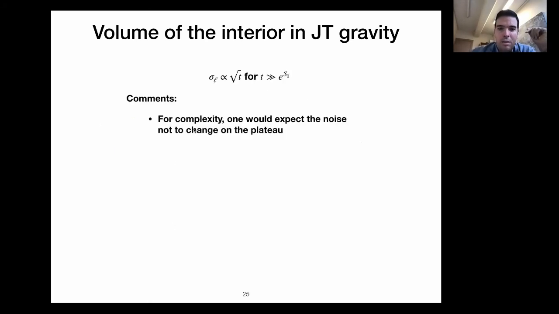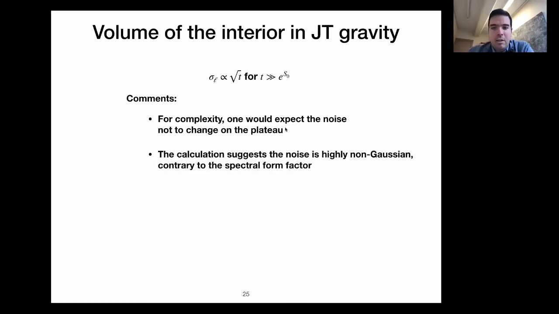Okay, so comments about this. This is not very good for interpreting the quantity as complexity, because for complexity you would expect that the noise would not change on the plateau, so it's constant. Also, this calculation highly suggests that the noise that we have is non-Gaussian, because it's not coming from weak contractions of pairs of boundaries, as in the case of the spectral form factor, and this is because of this kernel that pulls eigenvalues close together.